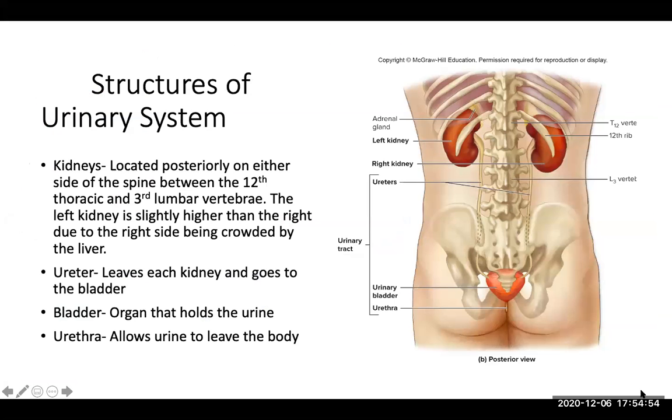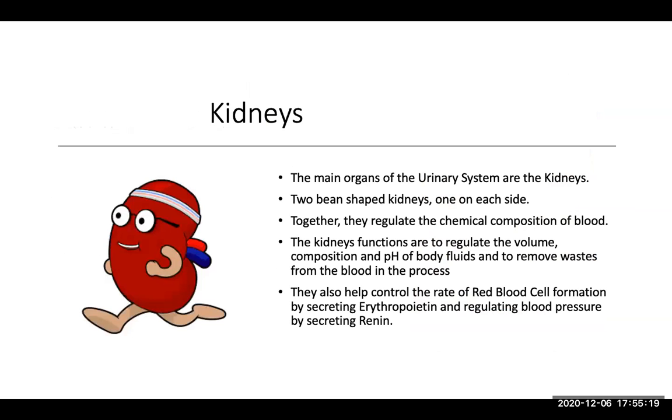The structure of the urinary system: your kidneys are located posteriorly on either side of the spine between the 12th thoracic and 3rd lumbar vertebrae right there. The left kidney will be slightly higher than the right due to the right side being a little crowded by the liver. The ureter will leave each kidney and goes to the bladder, and the bladder is the organ that stores the urine, and then the urethra allows urine to exit or leave the body.